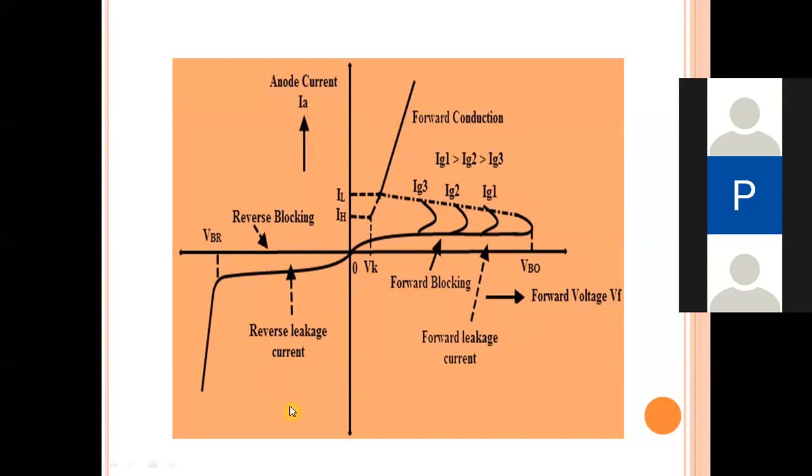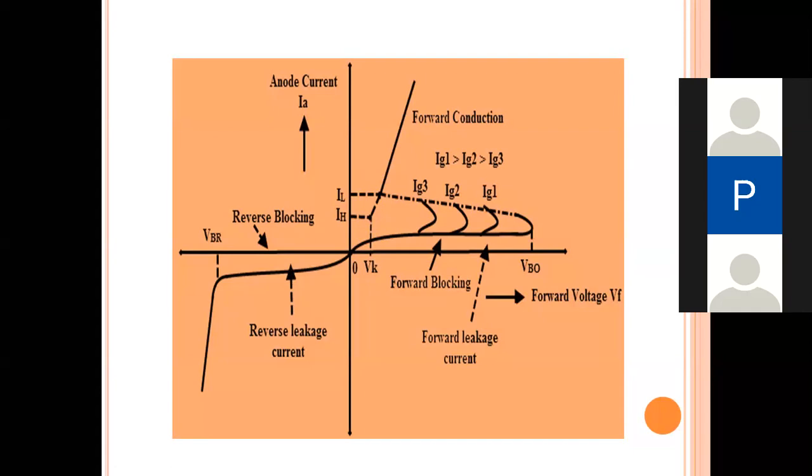Why we need to consider the latching current and holding current is because in the further sessions we are going to consider the turn-on methods and turn-off methods. In these turn-on and turn-off methods, IL and IH play a vital role, and we need to know clearly about them. So IL is the minimum current required for making the device move from its blocking state to the conducting state. Is it clear?